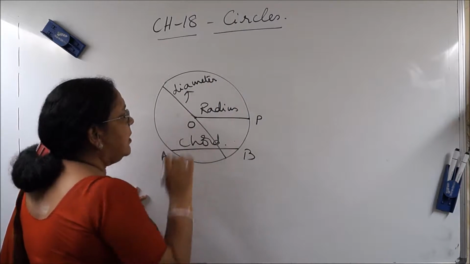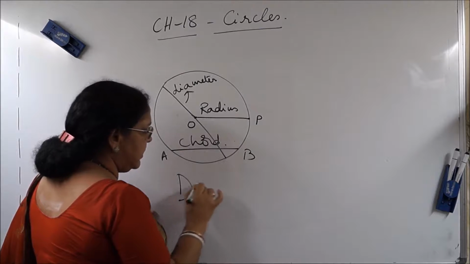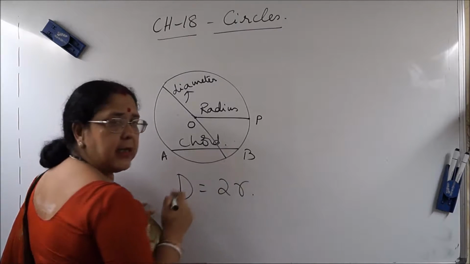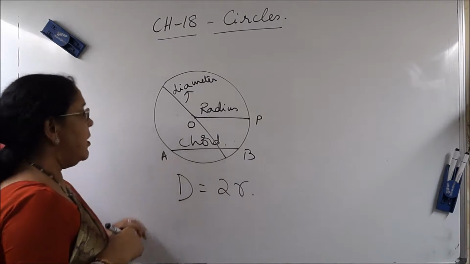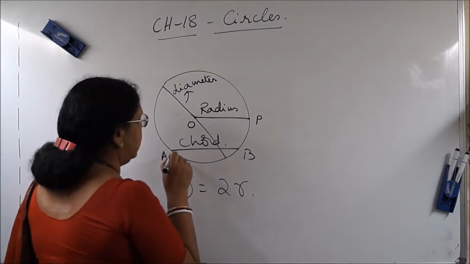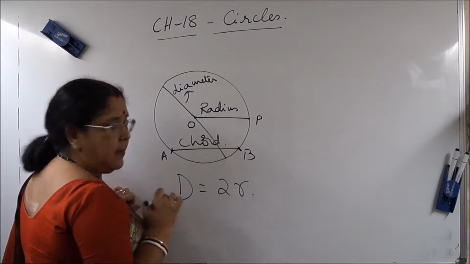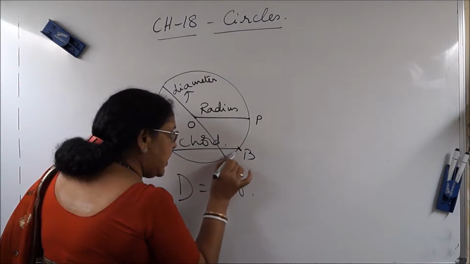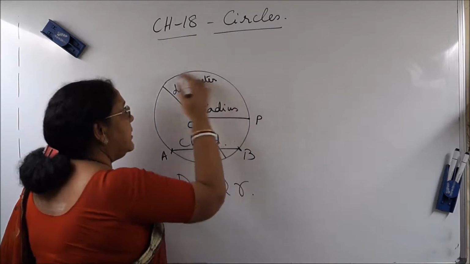Now the relationship between diameter and radius is diameter is equal to twice the radius. Then we learned segments. Before that we learned arc. Arc is a part of the circumference of the circle.